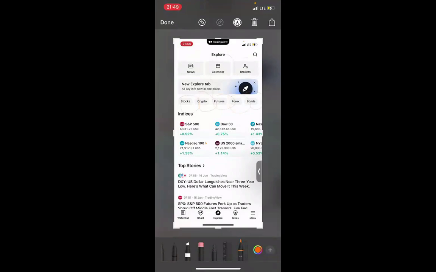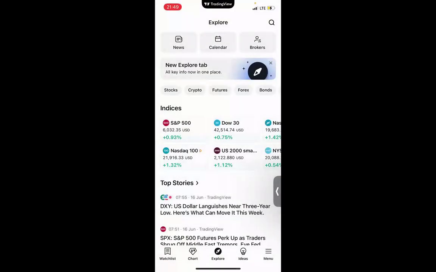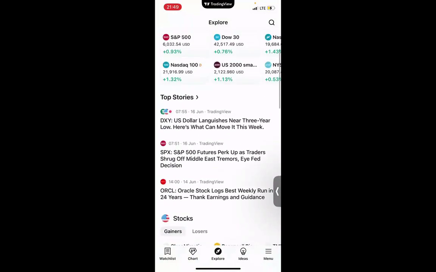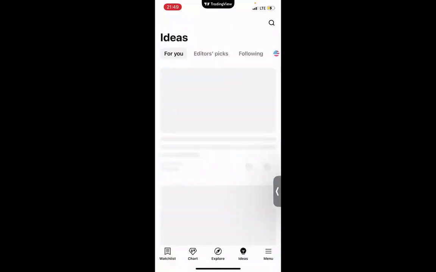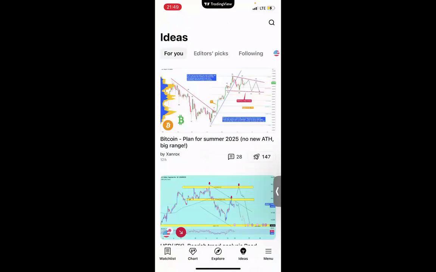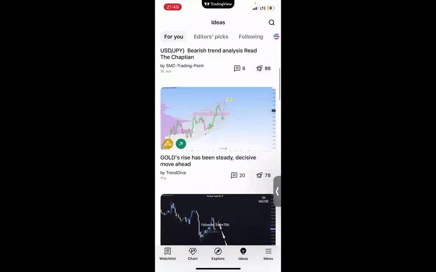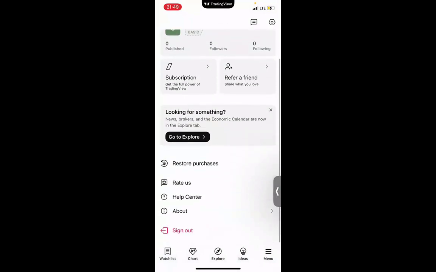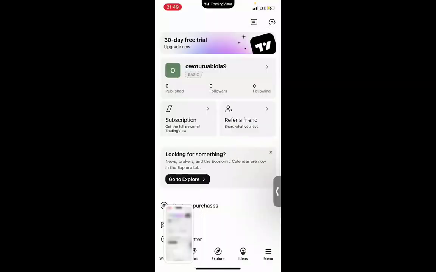You have your brokers, you have news, and you can actually come here and get real-life news on the market. You can also come here to see ideas, other traders who publish things, and editors who publish on TradingView. So you also have the menu. You can come here, then you will see your name, and also a platform in which you can have followers. So you can also publish on here.